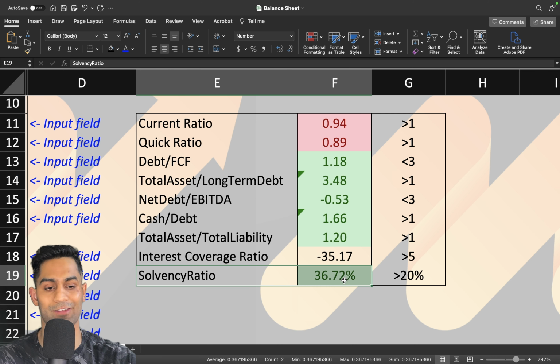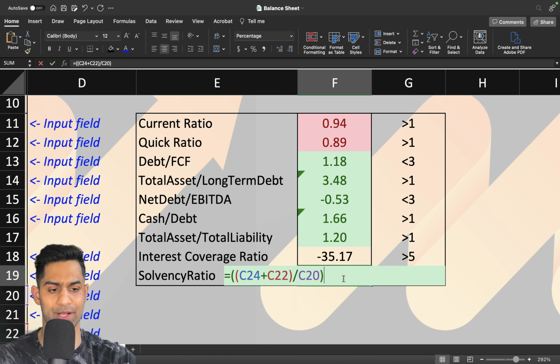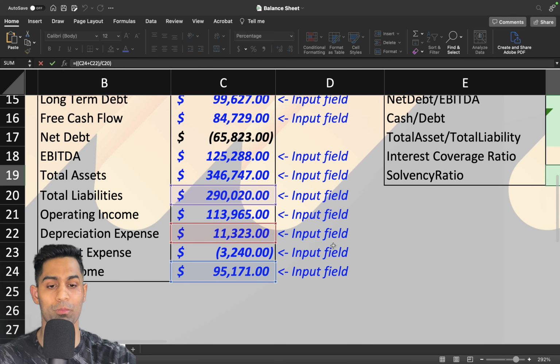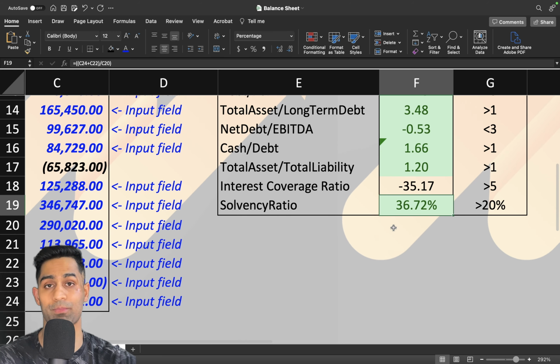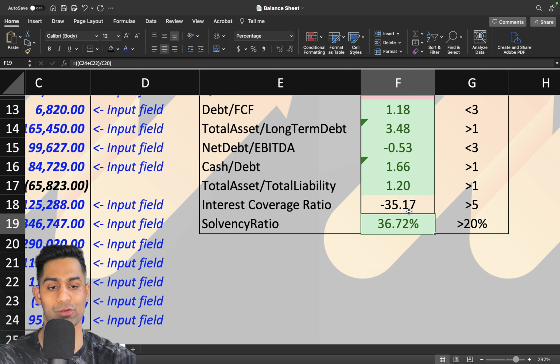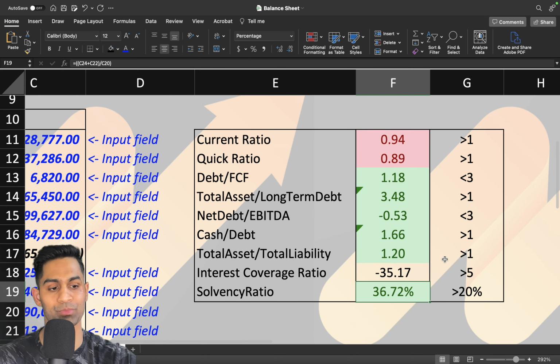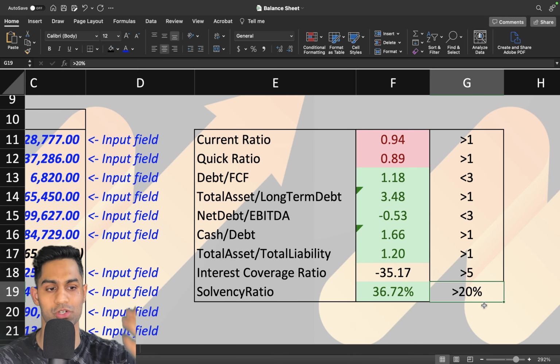And then last but not least, we got a solvency ratio, which pretty much tells us a little bit about how much in net income the company is generating in order to pay off all its liabilities, not just debt, but all of its liabilities. The higher the number, the better it is. That means the company is generating a lot of profitability, a lot of net income. So the formula for this is net income, and you add back the non-cash expense, which is depreciation and amortization, and then you divide that by total liabilities, and you get that 36.7% in the case of Apple, and we want this number to be above 20%.